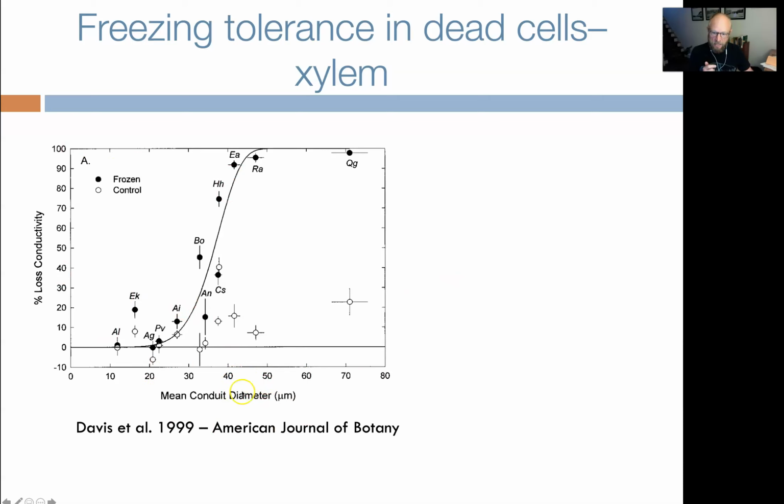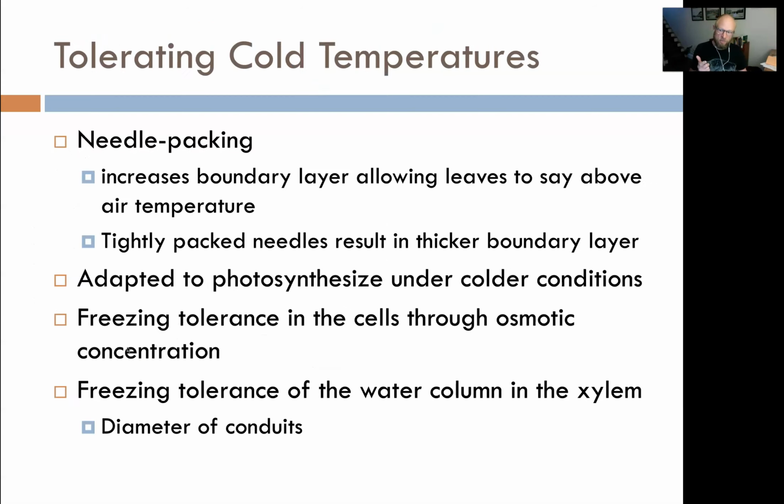I showed this figure in this slide. This is mean conduit diameter on the x-axis and percent loss of conductivity due to freezing. What you see is that the larger cells experience 100% loss of conductance when they're frozen, whereas plants with small diameter cells are able to maintain conductance even after a freeze-thaw cycle. Right, so we're talking about evergreen gymnosperms.